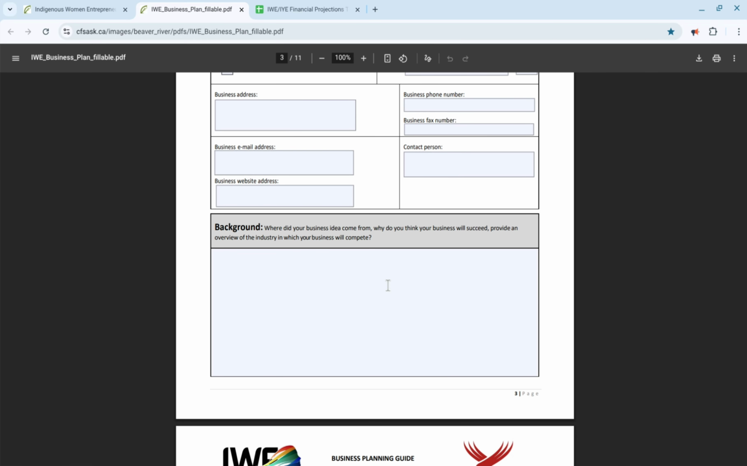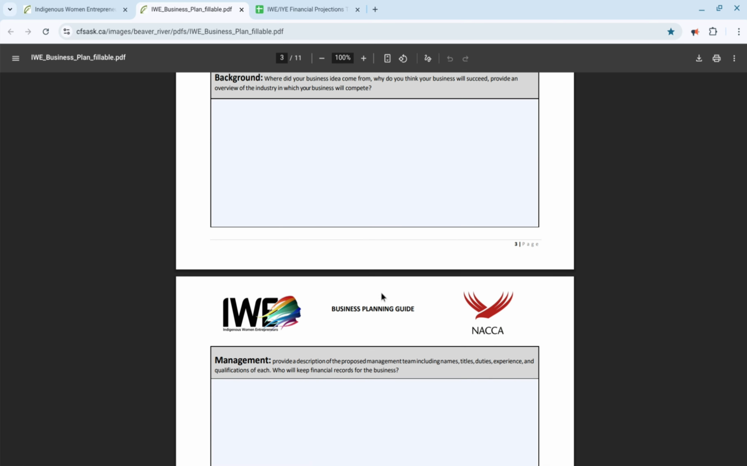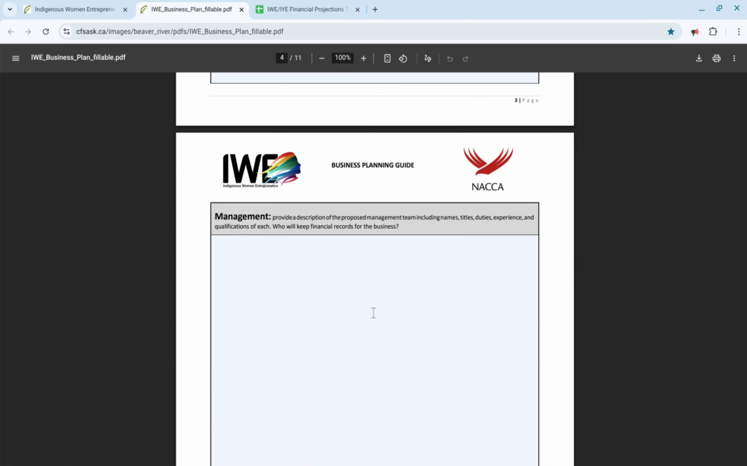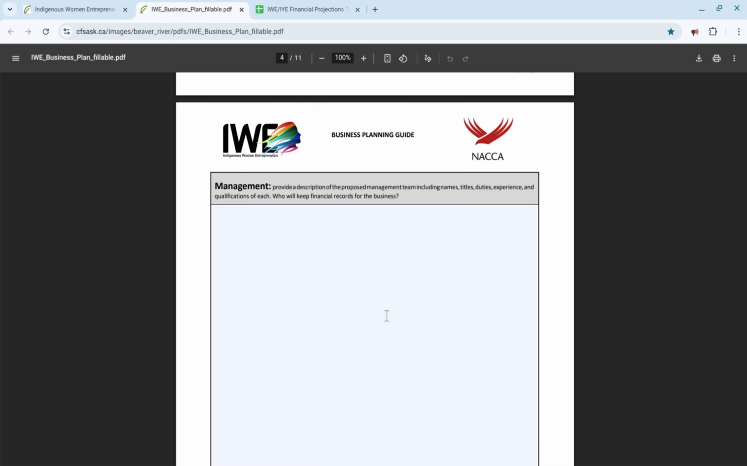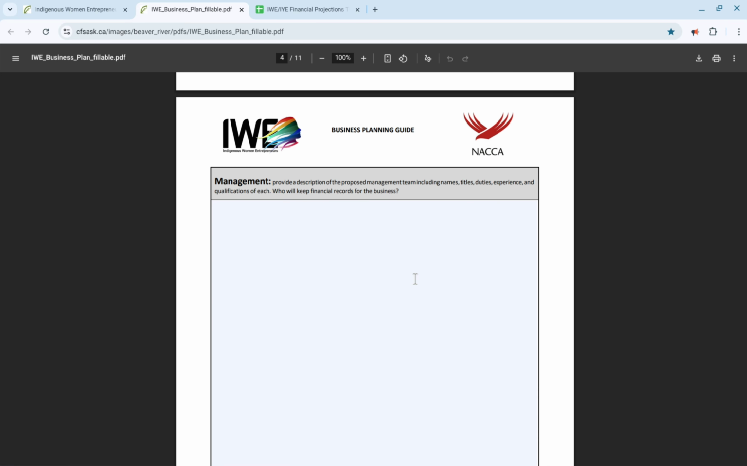From there, you can scroll down to page 4. And the next section is management. So it says, provide a description of the proposed management team, including names, titles, duties, experience, and qualifications of each. Who will keep financial records for the business? So again, let's just break this down step by step.